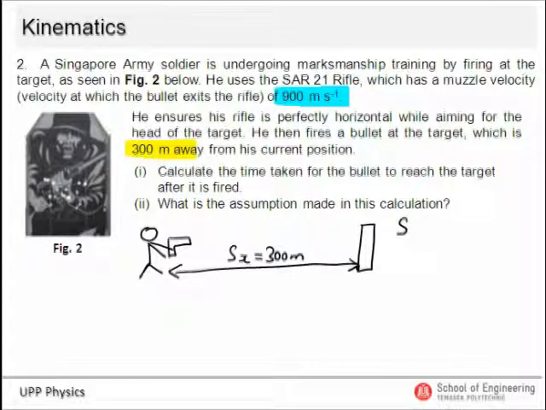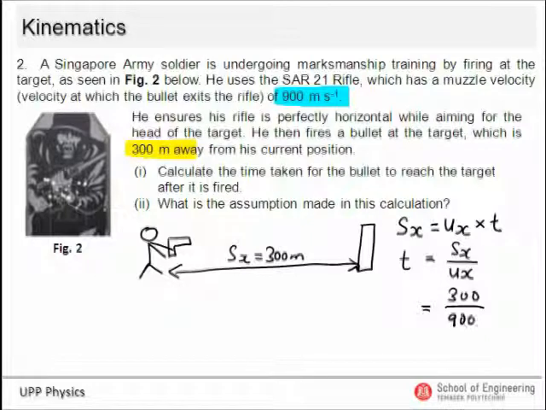So the horizontal distance is the horizontal speed times the time. So the time will be the horizontal distance over the horizontal speed. And substituting the values given, 300 over 900 is calculated to be 0.333 seconds. Seems to be a quite simple calculation, but there's one crucial assumption that is made in the question.